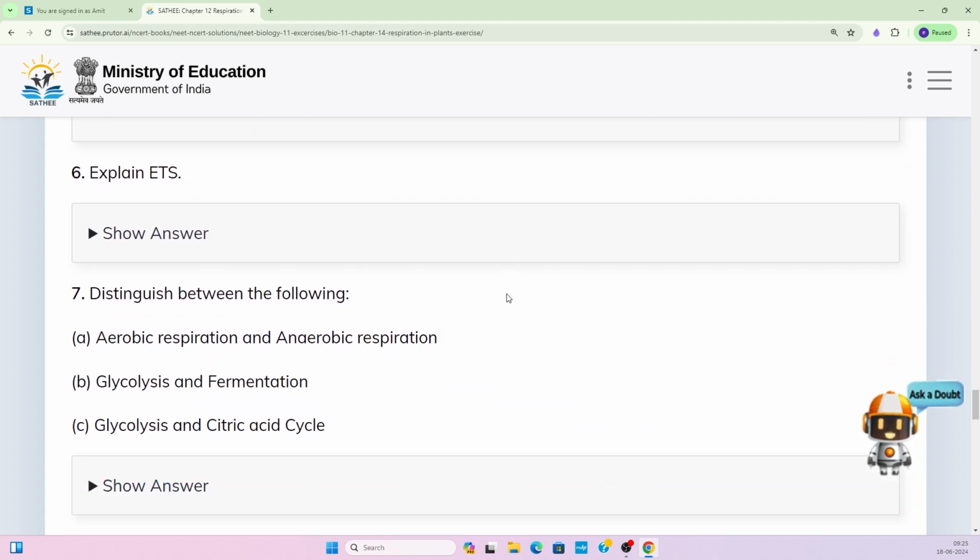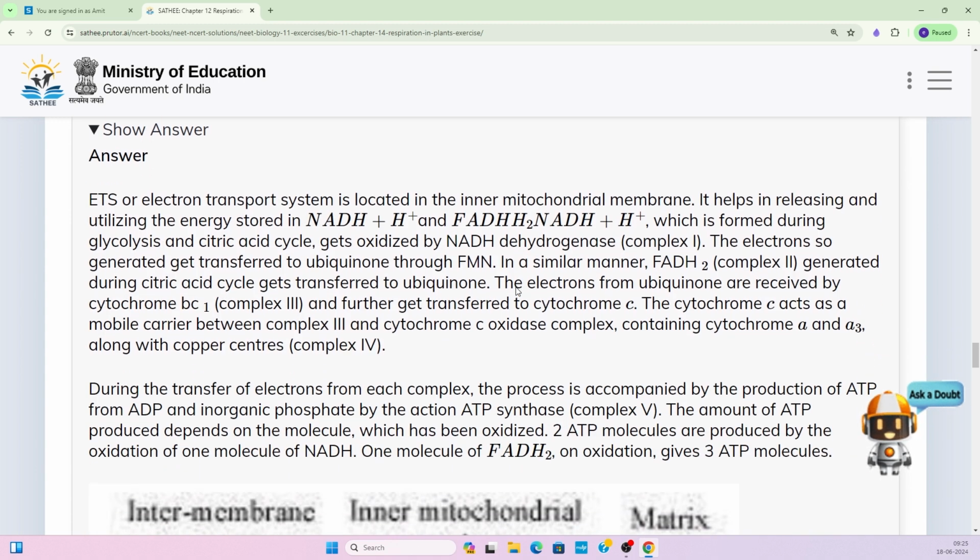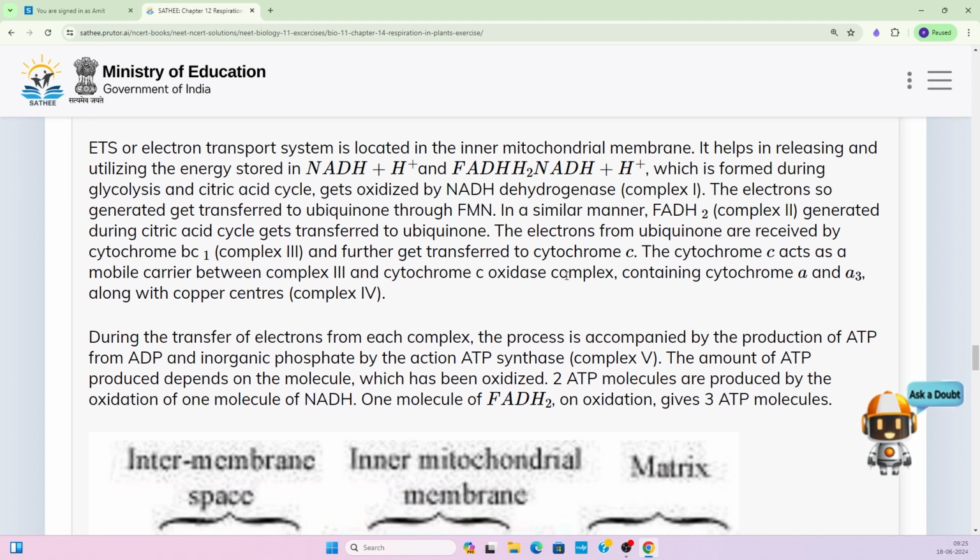Explain ETS. ETS means electron transport system. ETS, or the electron transport system, is located in the inner mitochondrial membrane. So where is the location of the electron transport system? It is located in the inner mitochondrial membrane.